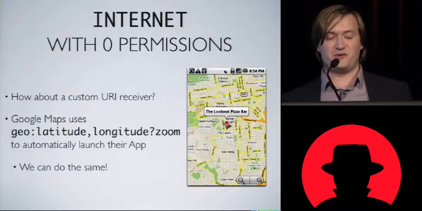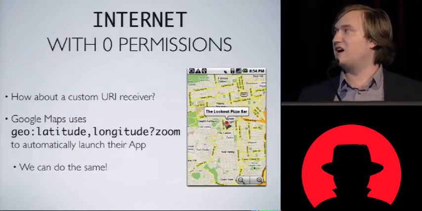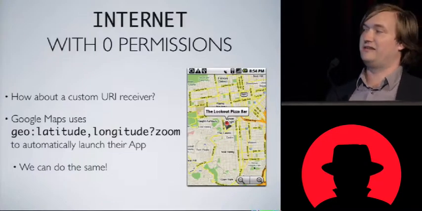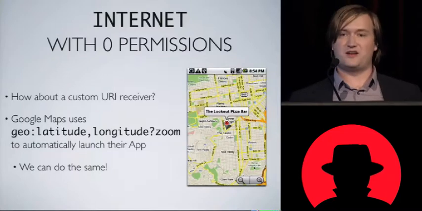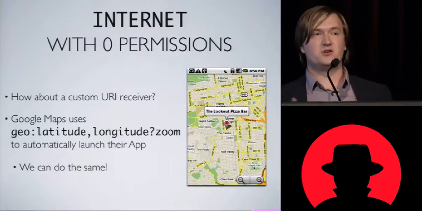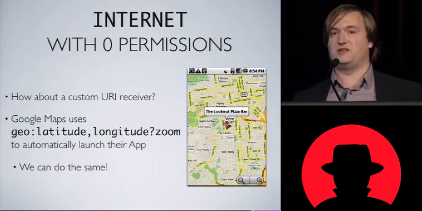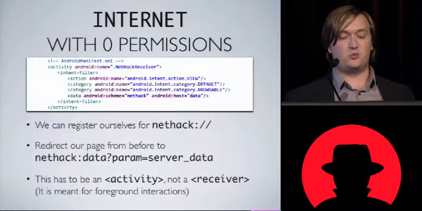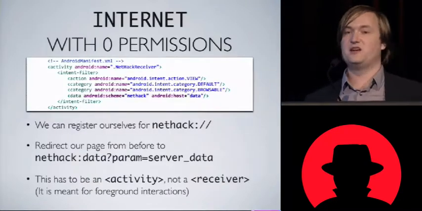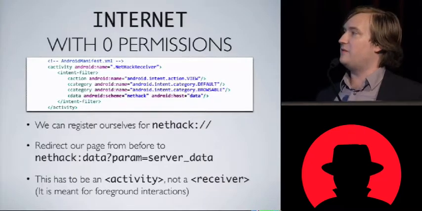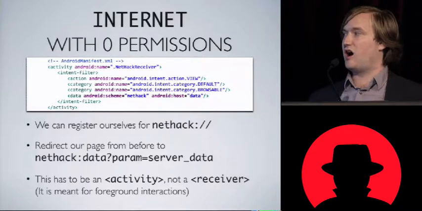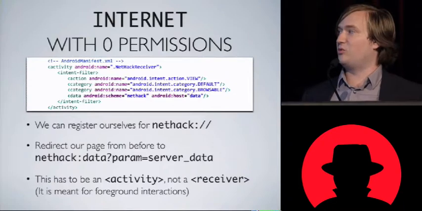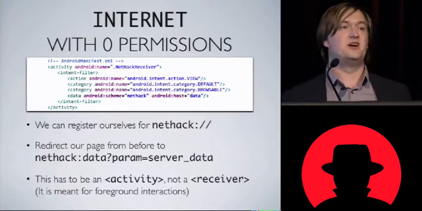So how about we try something else? How about a custom URI? Google Maps registers for the protocol geo, like colon, latitude, longitude. When you click on a link of that format, it automatically pops up the Google Maps application and shows you that location. We can actually do the same thing with our application. We can register ourselves for the NetHack protocol, and then the page on the server side can automatically redirect to a page like NetHack colon data with some private information that would be the response from the server.